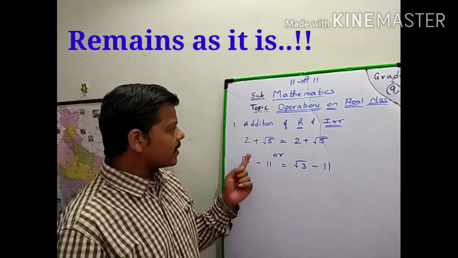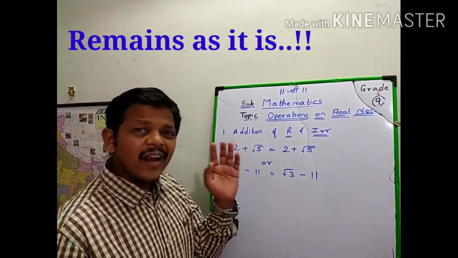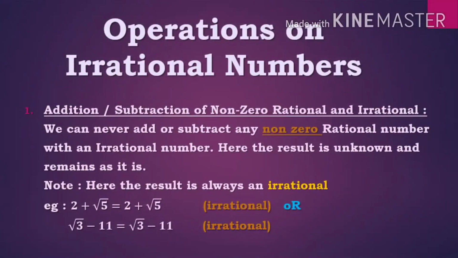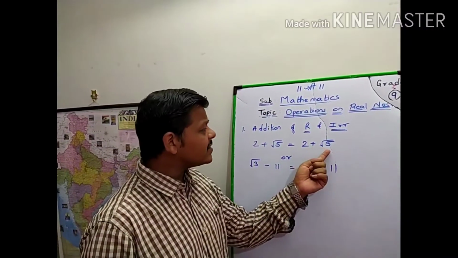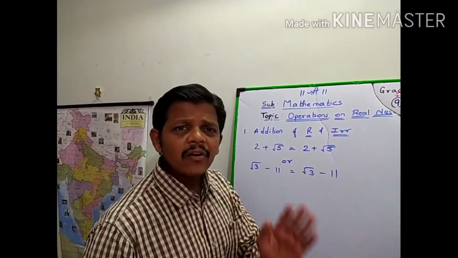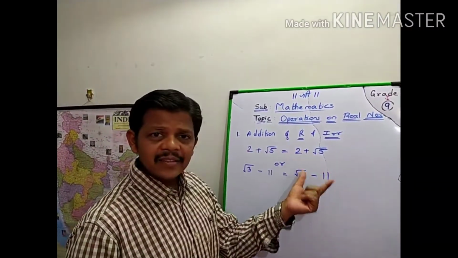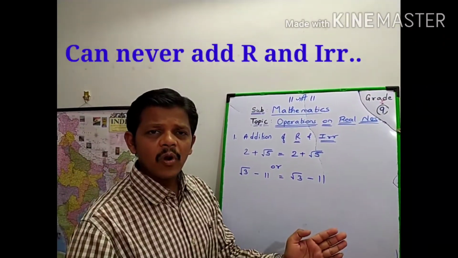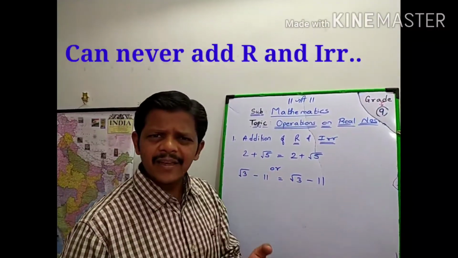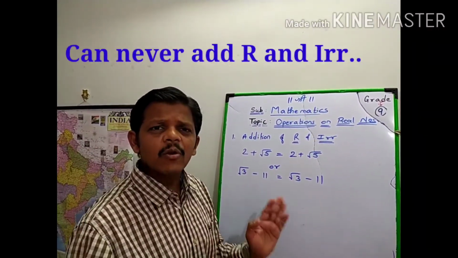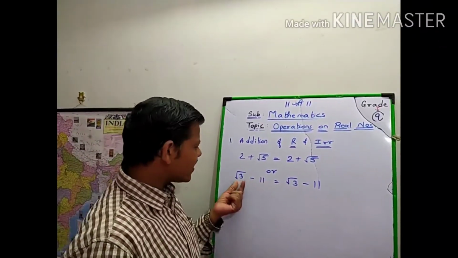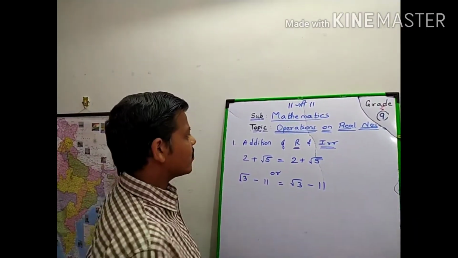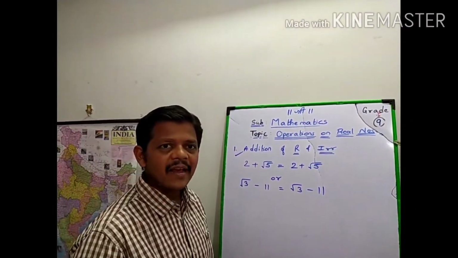So what we can see is that 2 plus root 5 remains 2 plus root 5 as it is. That means this 2 is rational and this is irrational. We can never add or subtract them. It will remain as it is. I am repeating the point again and again. Rational and irrational, you cannot combine them. North pole and south pole, opposite side. You just cannot do anything to them. Root 3 and 11: this is irrational, this is rational. It remains as it is. You cannot do anything. That is our point number 1, addition of rational and irrational.